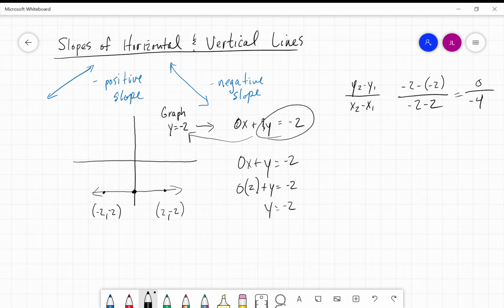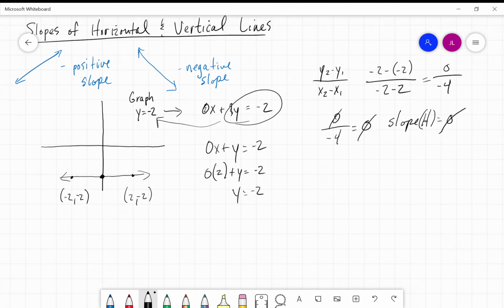Now, what does this mean? We can have 0 in a numerator. We can't have it in a denominator. So this means that we have a slope of 0 here, because 0 divided by -4 is 0. So our slope for a horizontal line is 0. We have no slope. The slope is 0.